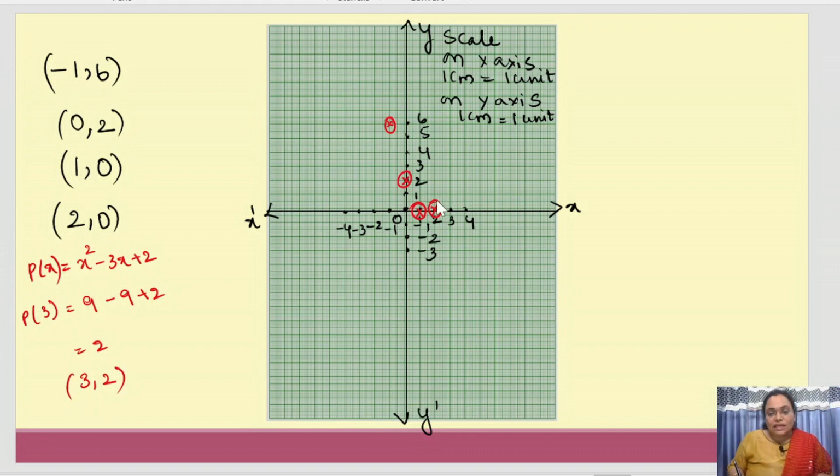Let us extend this graph. So the next point is 3 and 2. 3 on the x-axis, 2 on the y-axis, which is this one. Okay, now let us join these points.